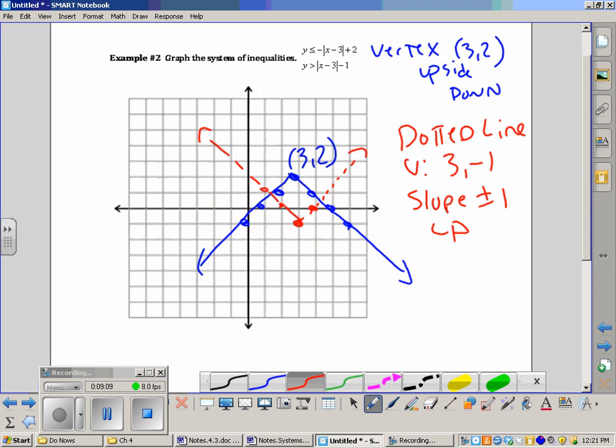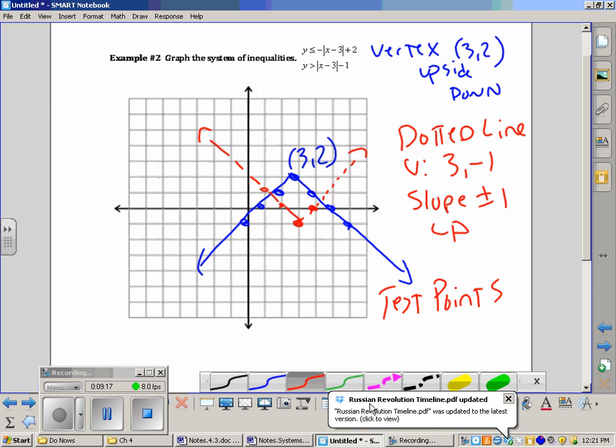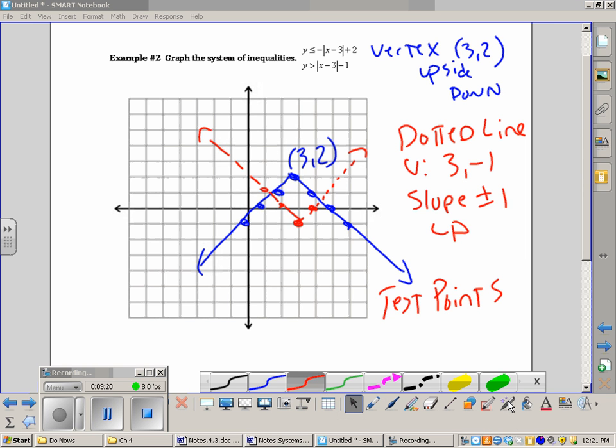So now, this is the hard part. Test points. Remember, pause, rewind, pause the video, and just sort of reflect on what we're doing. So here we go. We are going to now test. Let's do the work for the blue graph. So I'm going to put the work in blue, and for the blue graph I want to test 0, 0. So the blue graph is the upside down one.